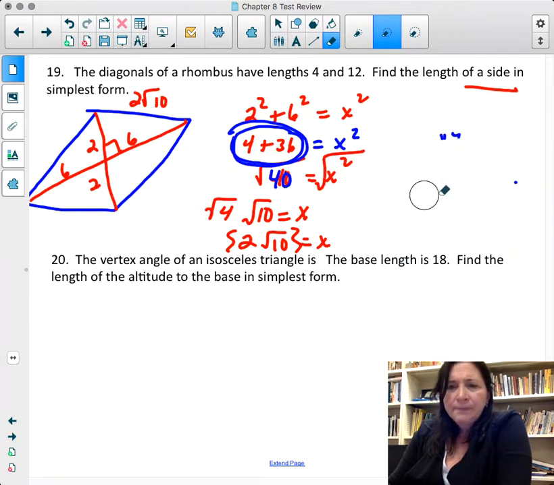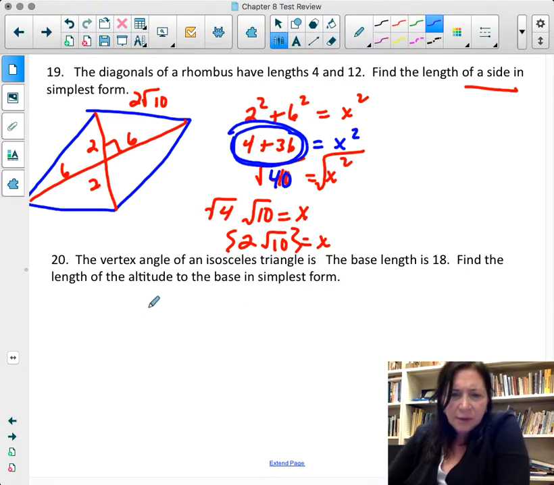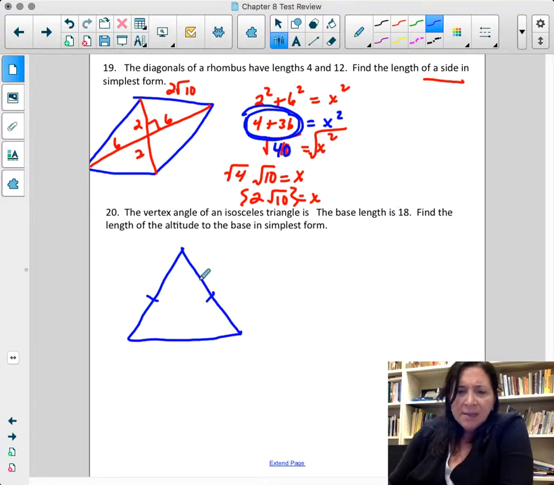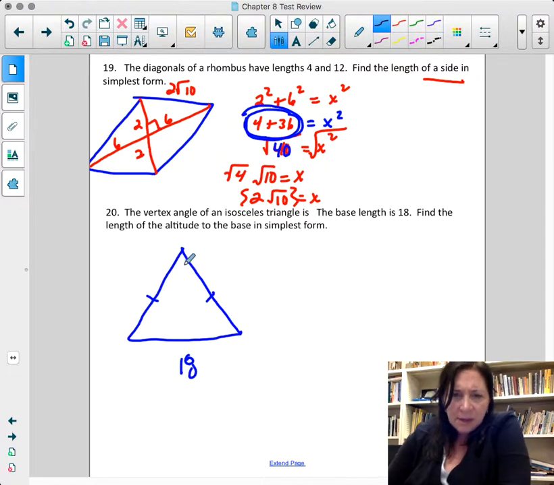All right. The next one says the vertex of an isosceles triangle. So, yep, you do need to know what a vertex is. Isosceles means these two sides are congruent. The base length is 18 right there. Find the length of the altitude. Well, I need this value right here. And it just told me that the vertex of an isosceles triangle is blank.